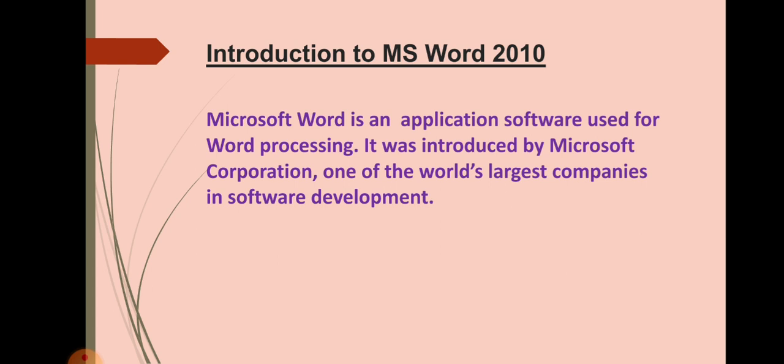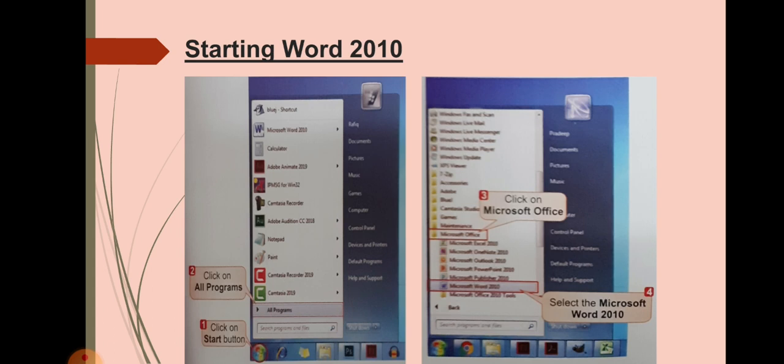The MS Word is the most popular application software that allows us to create, edit, and print the document on the computer. Now let us know how to start the MS Word and how to work in it. To start the MS Word, first we will click on Start button and then we will click on All Programs. After that, we click on MS Office and then we select the MS Word, Microsoft Word. Students, we can double click the shortcut icon of MS Word if it is present on the desktop.